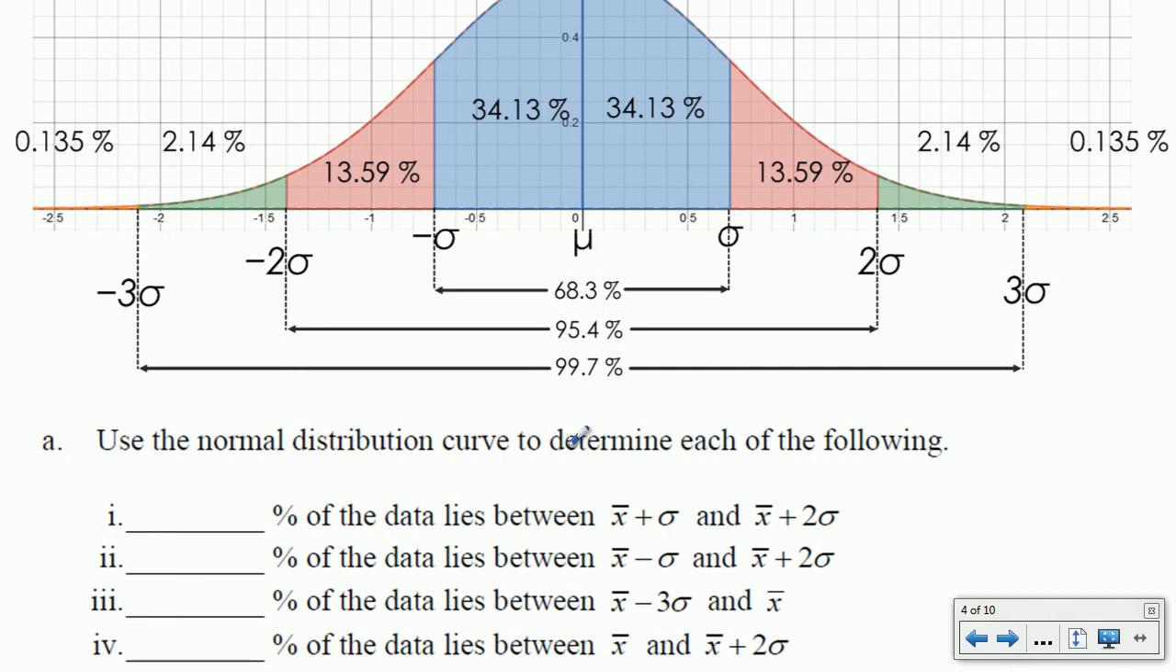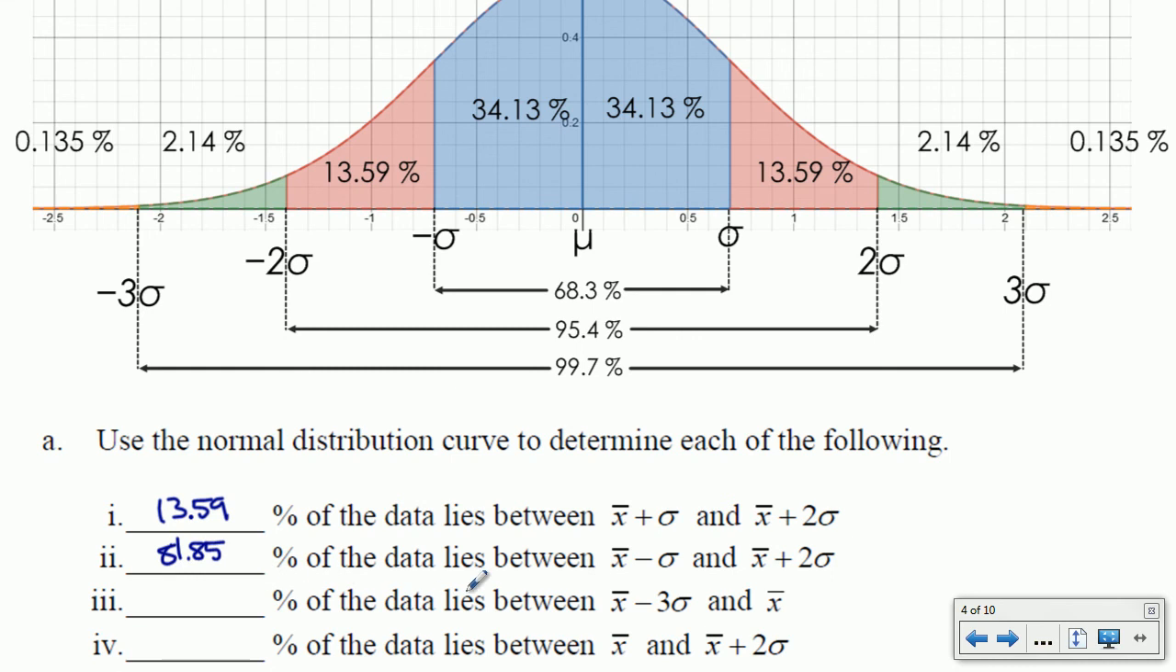So we can use the normal distribution curve to determine each of the following. What percentage of the data lies between x bar plus sigma and x bar plus 2 sigma? Well, x bar plus sigma is here, and x bar plus 2 sigma is here. So that would be 13.59, and that's true for all normal distribution curves. Next question, what percentage of the data lies between x bar minus sigma and x bar plus 2 sigma? So x bar minus sigma is here, and x bar plus 2 sigma is all the way over here. So we have to add up each of these areas. So 34 plus 34 plus 13.59 would give you 81.85.